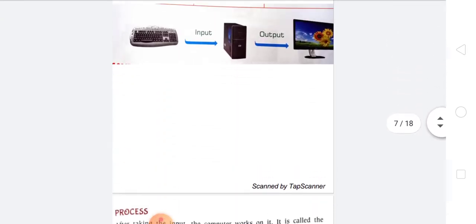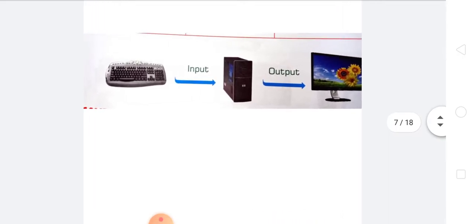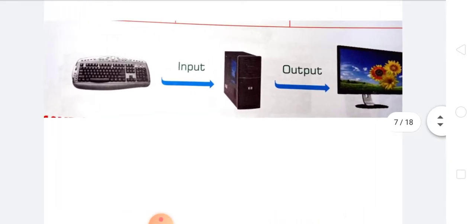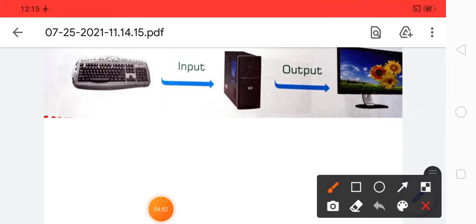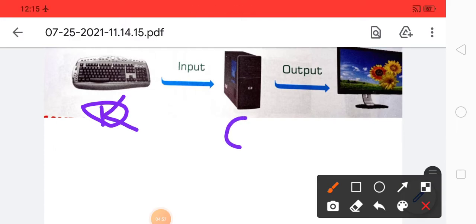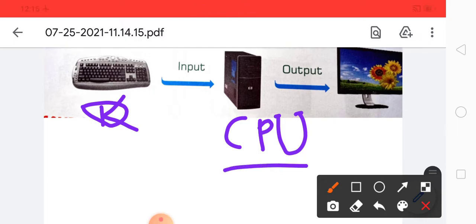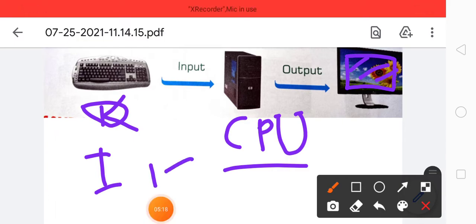If we type some data on a computer, this process is known as input with the help of the keyboard and mouse. Then the CPU helps the computer to process the data, and the result that comes in front on the monitor is known as output. So the first one is input, the second one is process, and the third one is output.